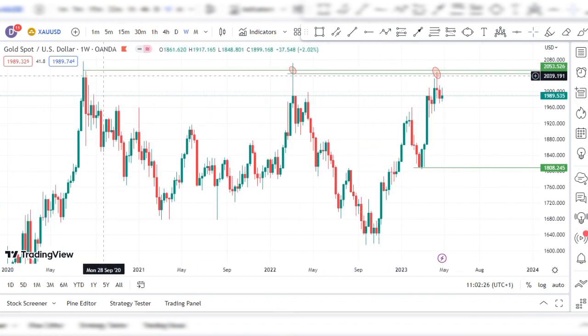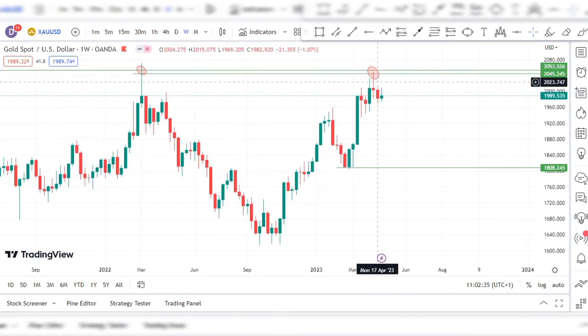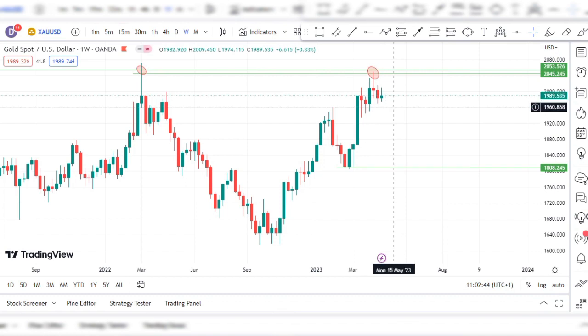And even if you move it slightly to the left, we can see that that area was tested previously as well. So we can see that that's a key area. And immediately price got there, you can see it retracing back down below the 2000 level. And now price is currently sitting around the 1990 area.